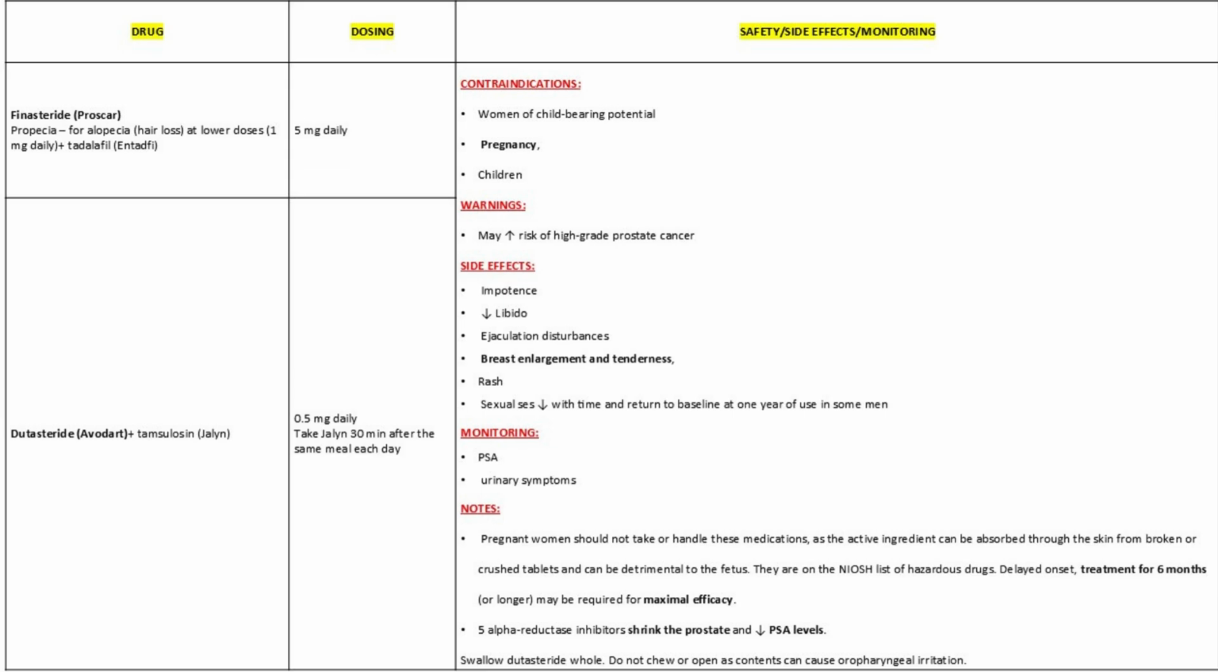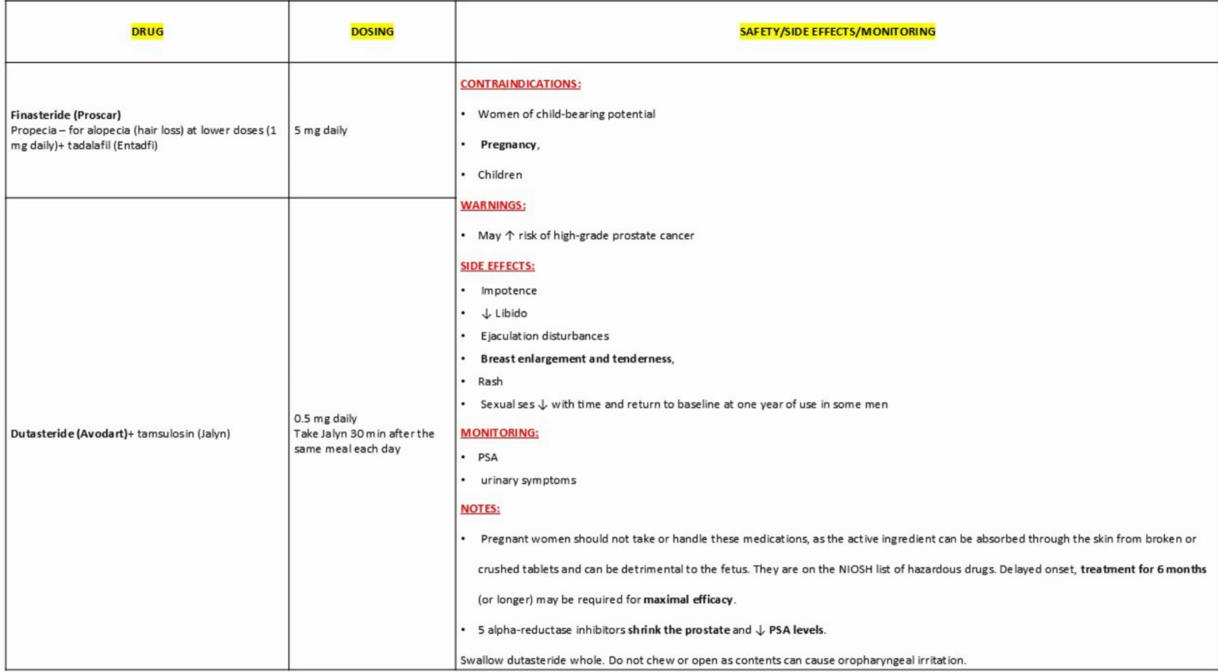And the main and important notes include that pregnant women should not take or handle these medications, as the active ingredient can be absorbed through the skin from broken or crushed tablets and can be detrimental to the fetus. On the NIOSH list of hazardous drugs, delayed onset, treatment for 6 months or longer may be required for minimal efficacy. 5-alpha reductase inhibitors shrink the prostate and decrease the PSA levels. Swallow dutasteride whole. Do not chew or open, as the contents can cause oropharyngeal irritation.